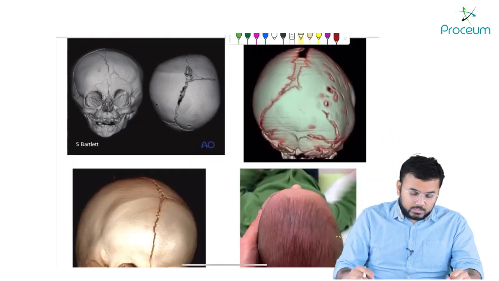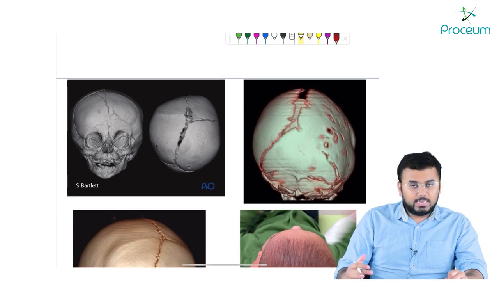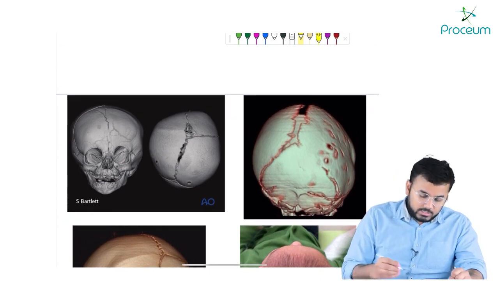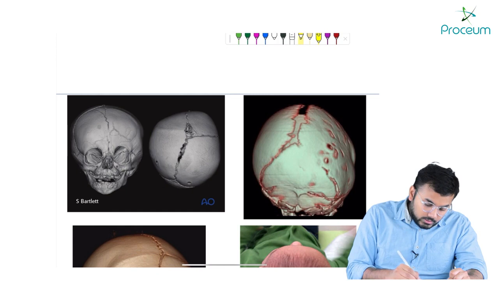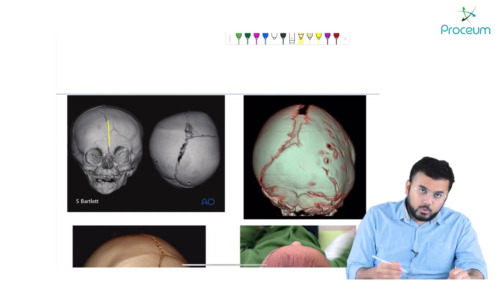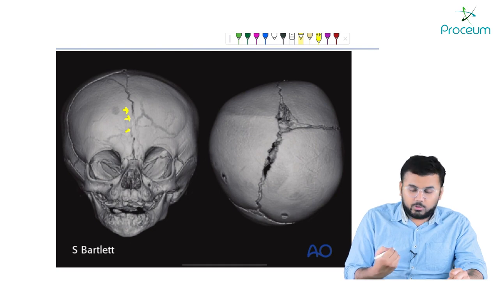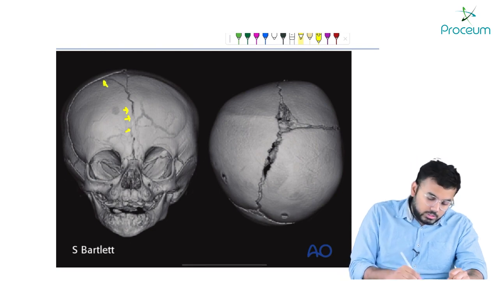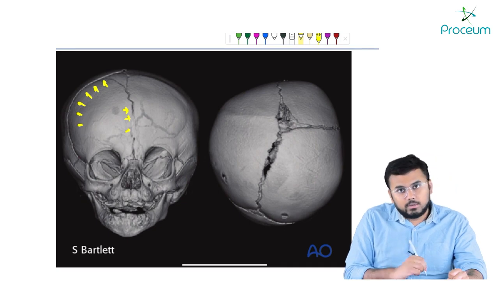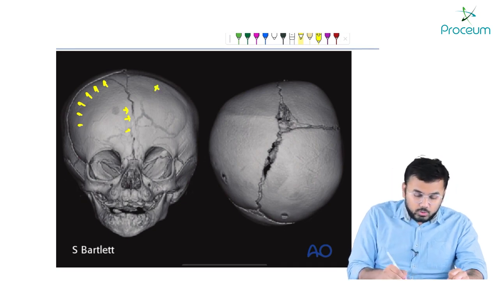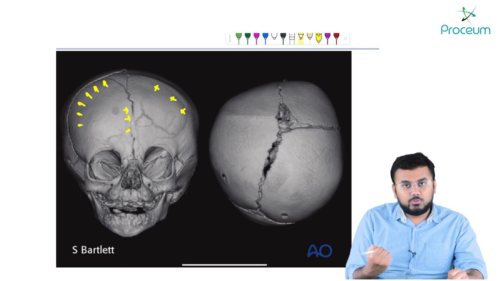Now just look at the pictures, guys. In the first picture, these are the real images. In the first image you can see this suture in the center, which is your metopic suture. And you see this suture here, this is your coronal suture. We have a coronal suture on the right side, but there is no coronal suture on the left side. Why? Because it is fused.